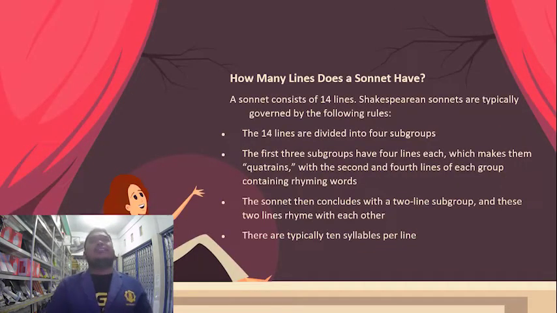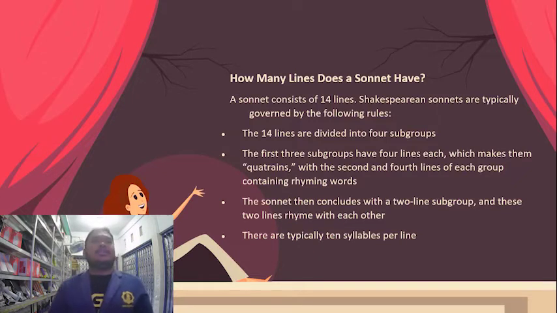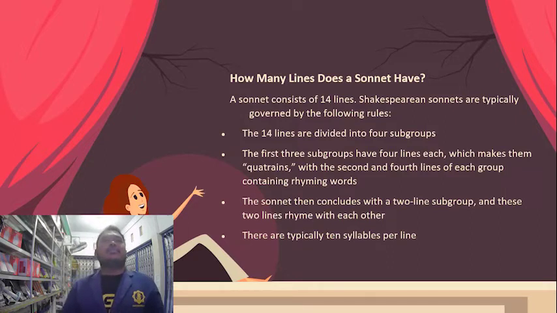How many lines does a sonnet have? A sonnet consists of 14 lines. Shakespearean sonnets are typically governed by the following rules. The 14 lines are divided into 4 subgroups. The first 3 subgroups have 4 lines each, which makes them quatrains, with the second and fourth lines of each group containing rhyming words. The sonnet then concludes with a 2-line group, and these 2 lines rhyme with each other. There are typically 10 syllables per line.